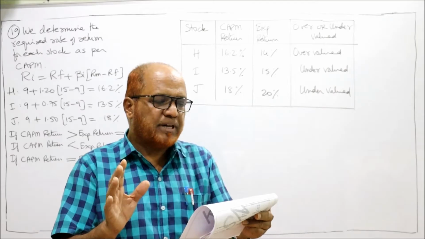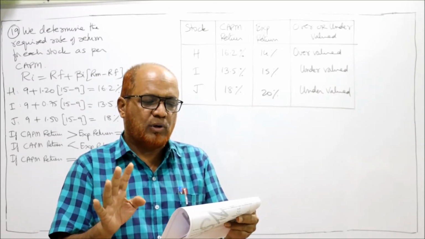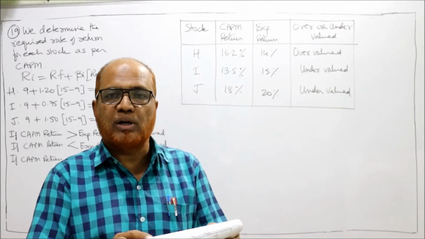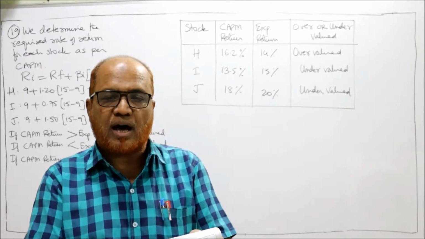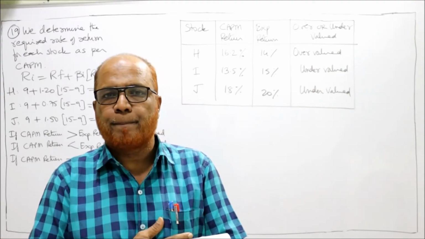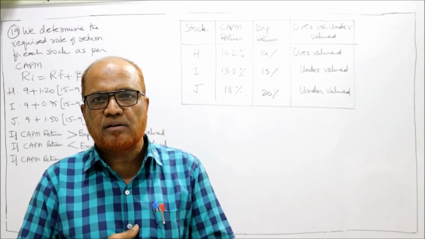Estimated returns and betas for 4 securities are given below. The risk-free rate 8% and the return on the market is 14%. So RF 8%, RM 14%. Find the expected return on each security. Expected return means CAPM return.